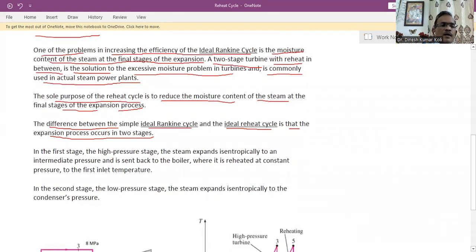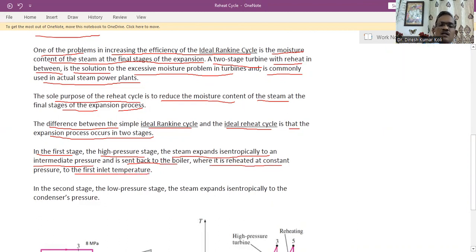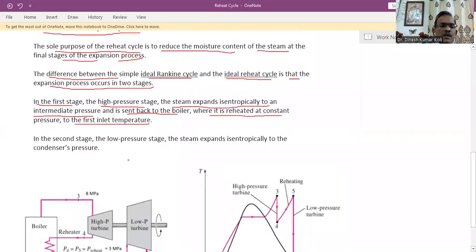In the first stage, the high pressure stage, the steam expands isentropically to an intermediate pressure, and then the steam is sent back to the boiler, where it is reheated at constant pressure to the first inlet temperature. In the second stage, the low pressure stage, the steam expands isentropically to the condenser pressure. In this way, the expansion of the steam is done in two stages.